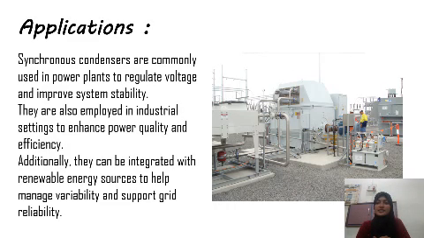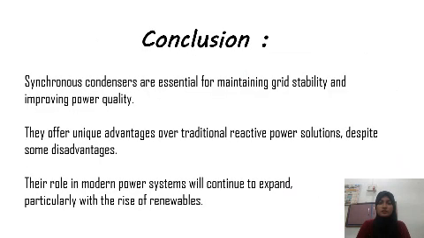And these are the examples of a synchronous condenser. Synchronous condensers are commonly used in power plants to regulate voltage and improve system stability. They are also employed in industrial settings to enhance power quality and efficiency. Additionally, they can be integrated with renewable energy sources to help manage and support grid reliability. And these are some example pictures of synchronous condensers. And this is the conclusion part.